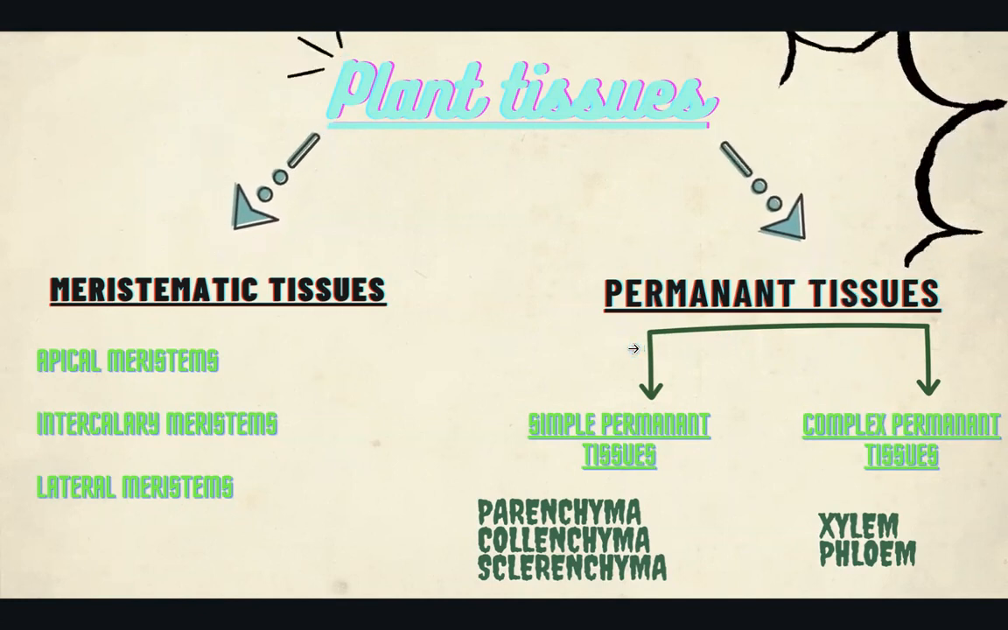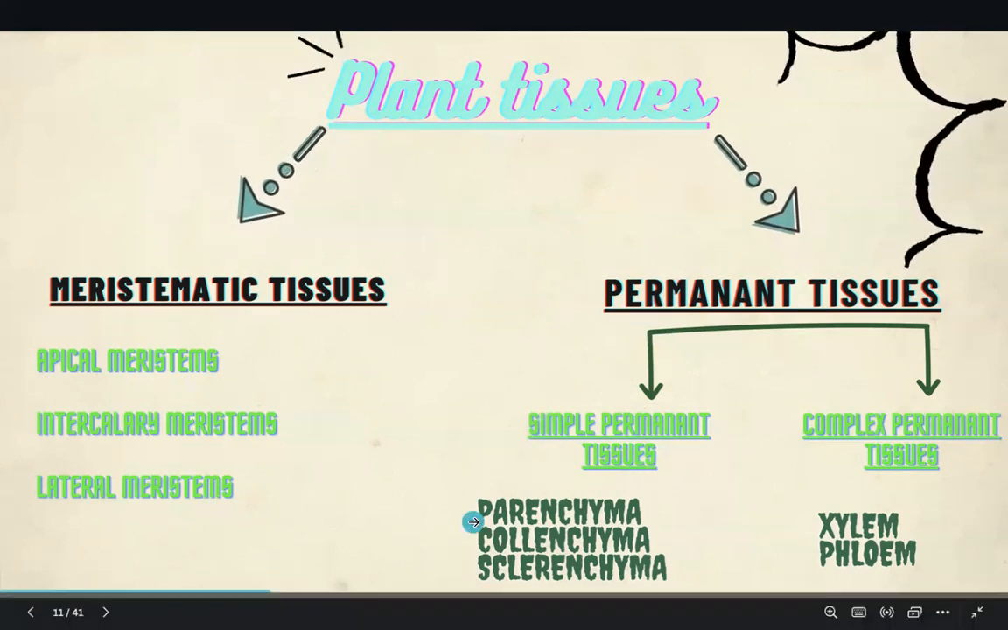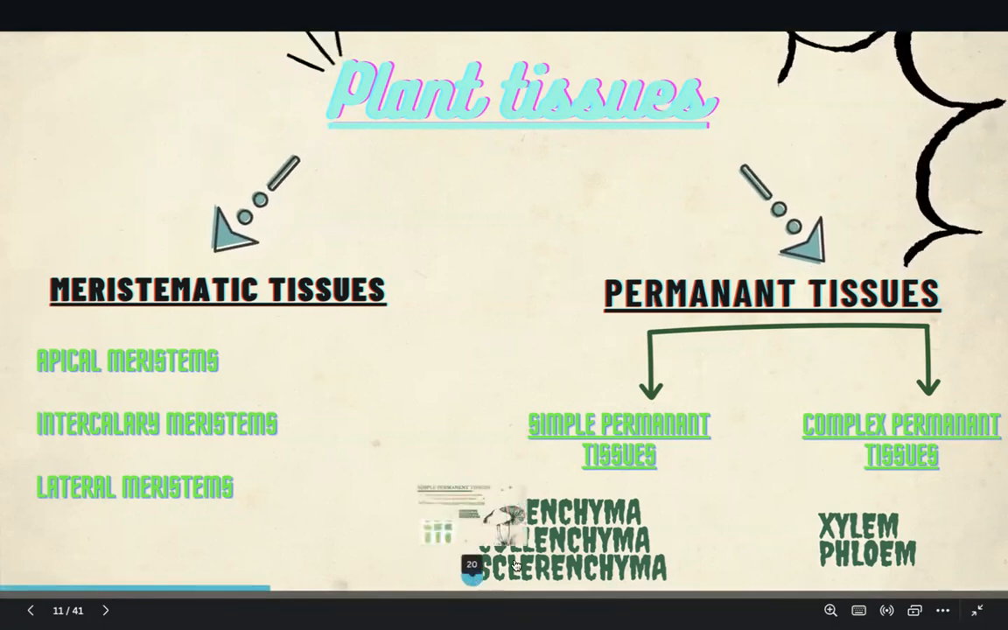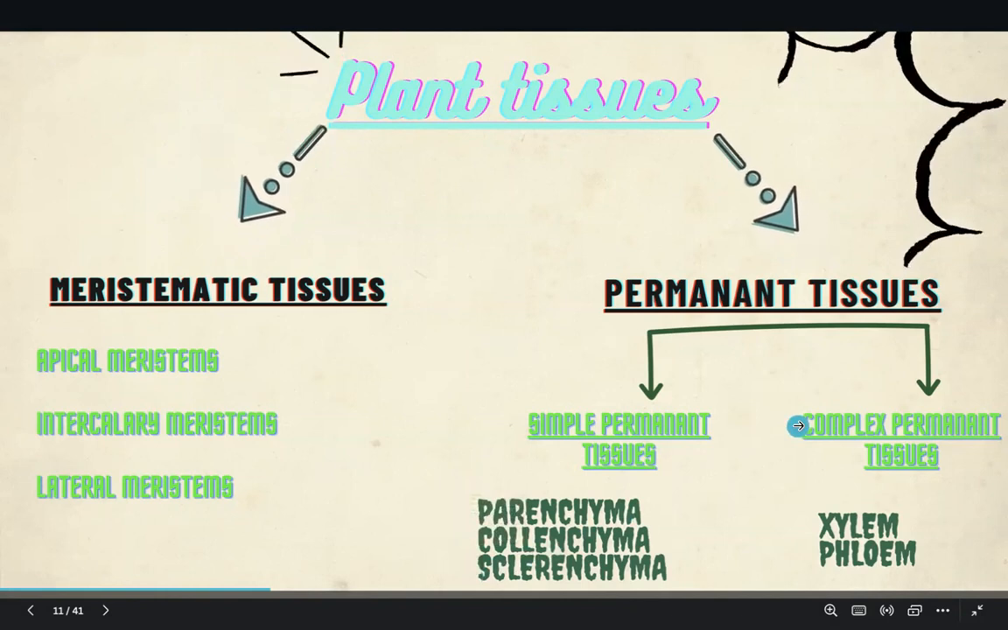It is because of the nature of the cells in the permanent tissues. In simple permanent tissues, there are three main parts: parenchyma, collenchyma, and sclerenchyma. But in complex permanent tissues, there are xylem and phloem.